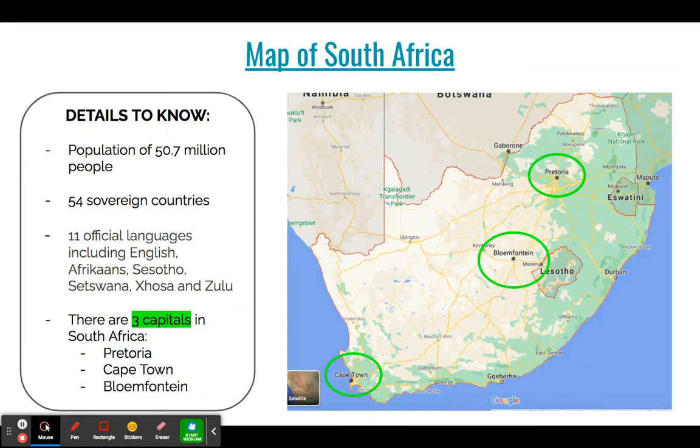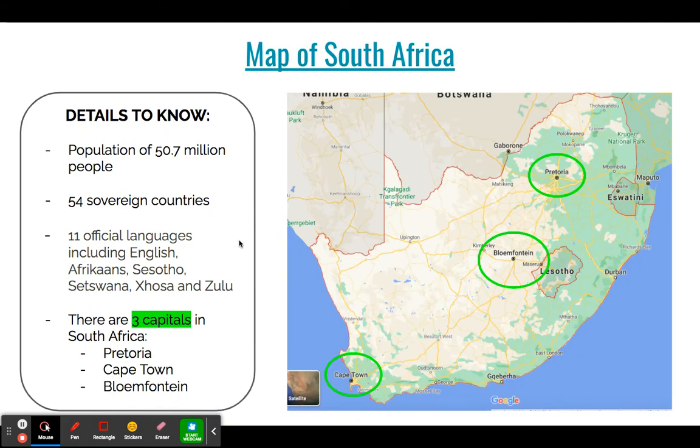Okay, so you should have explored the map of South Africa a little bit. Here are some things we need to know about the country itself. The population is about 50.7 million people. There are 54 sovereign countries in Africa. In South Africa alone, there are 11 official languages. I don't know if you know this, but most countries have one or two, maybe three. 11 is a lot, so that tells you the diversity of this country.